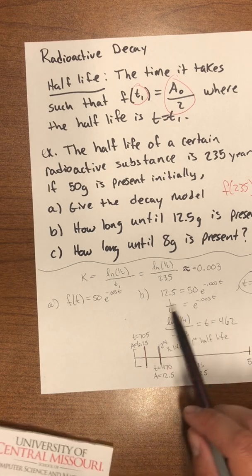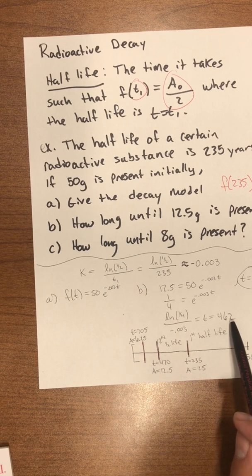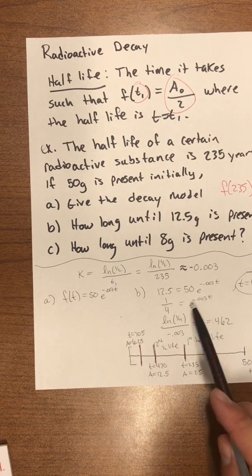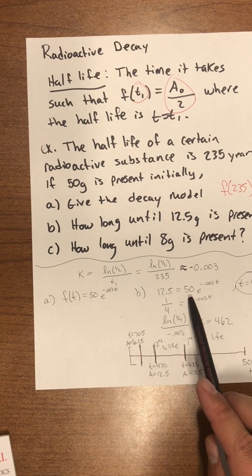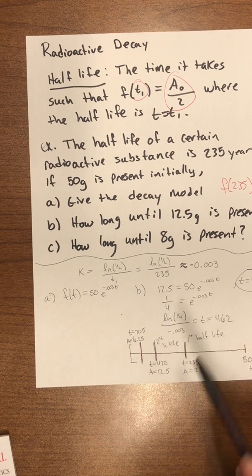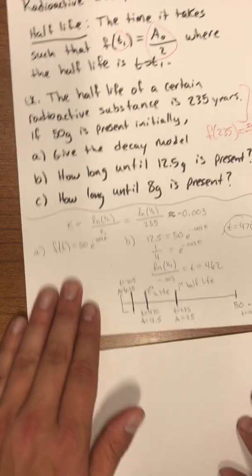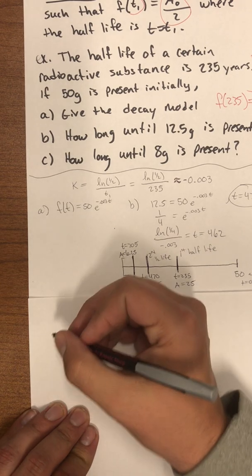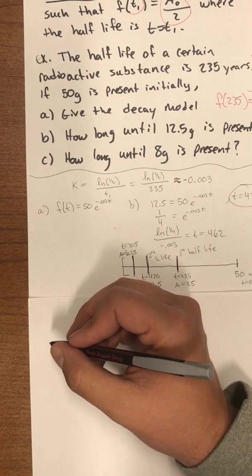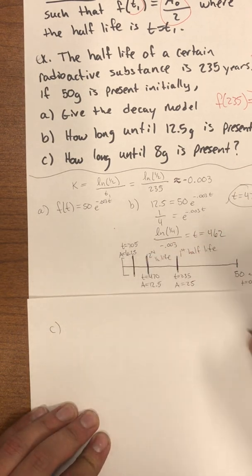So if you were doing the math and you had this right here as an approximation, my calculator showed me 462 as an approximation. However, from the start, we could have said, well, at 235 years the amount is 25, so at 470 years the amount is going to be 12.5, and that was the purpose of that amount specifically. Part C, 8 is not a power of 1/2, with the original amount being 50, so we have to solve like we would normally.